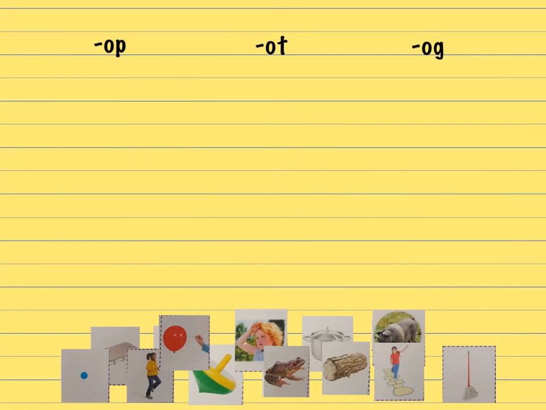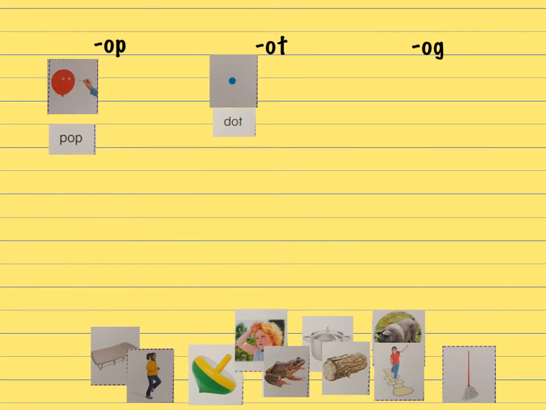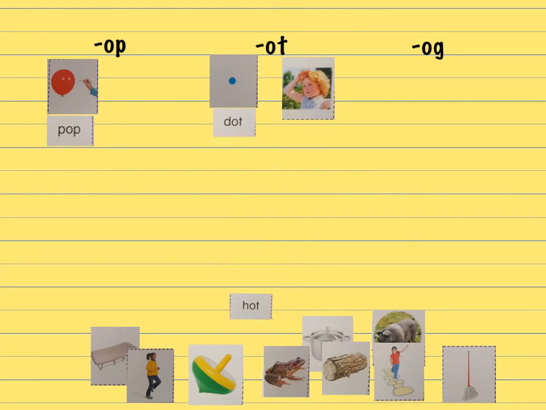Now that we know what the pieces are, let's begin to sort. Dot, I hear the ot at the end, so it's going to go in the OT, ot family. Pop, I hear the op sound, so it goes in the OP family. Next is hot, I hear the ot sound, so it goes in the OT family.